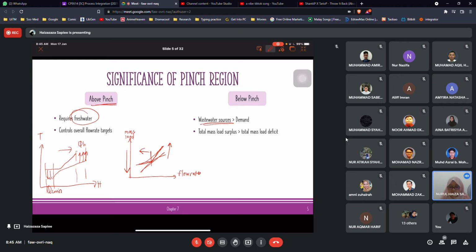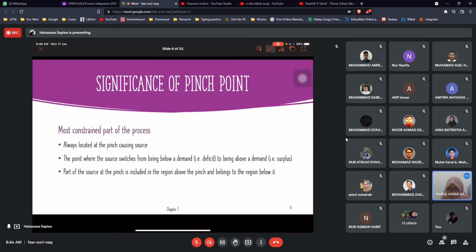So itu in terms of water. So we're talking about the dirtiness and the cleanliness of the water lah compared to whether we require heat or cooling kan. So sebab tu dia you just play around the graph kan. So basically the significance of the pinch is that it's obviously the most constrained part of the process. So dia akan located at that pinch causing source. So where there is drastic changes in your plant ataupun your water network. So it changes from the source to becoming below a demand so that deficit kan.